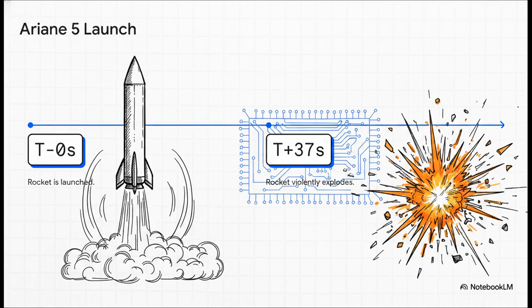Now, if you think wrapping back to 0 is just a quirky little harmless glitch, let's look at the real-world stakes here. Back in 1996, the European Space Agency launched the Ariane 5 rocket. It was an absolute marvel of engineering. But just 37 seconds after liftoff, the rocket violently deviated from its flight path and exploded, destroying literally hundreds of millions of dollars worth of equipment in the blink of an eye.